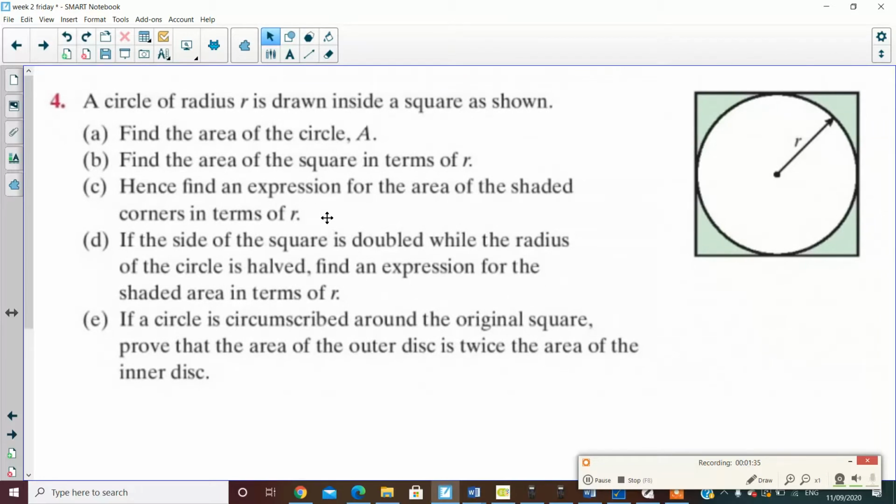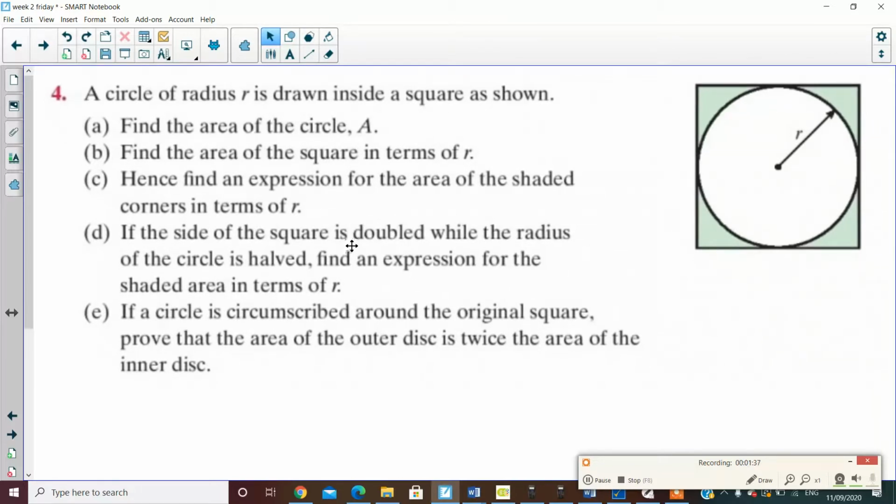A circle of radius r is drawn. Find the area of circle A. Well, we all know that, don't we? What's the formula for area of a circle? Happy days. Find the area of the square in terms of r. Now that's an interesting one. Handy enough. What can I do with the radius? I can just rotate it. And what happens when I rotate it?